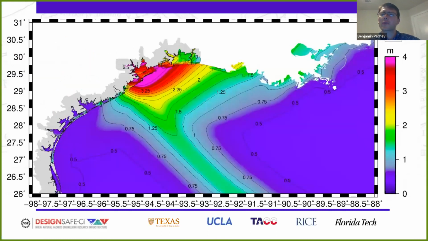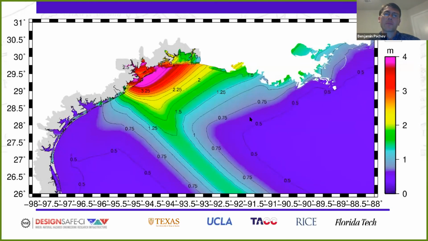So for those of you who are not familiar with ADCIRC output, this is a maximum elevation plot. It shows at each point on the grid what the maximum water elevation was during the simulation. And it's a good way to assess the worst impact of the storm.